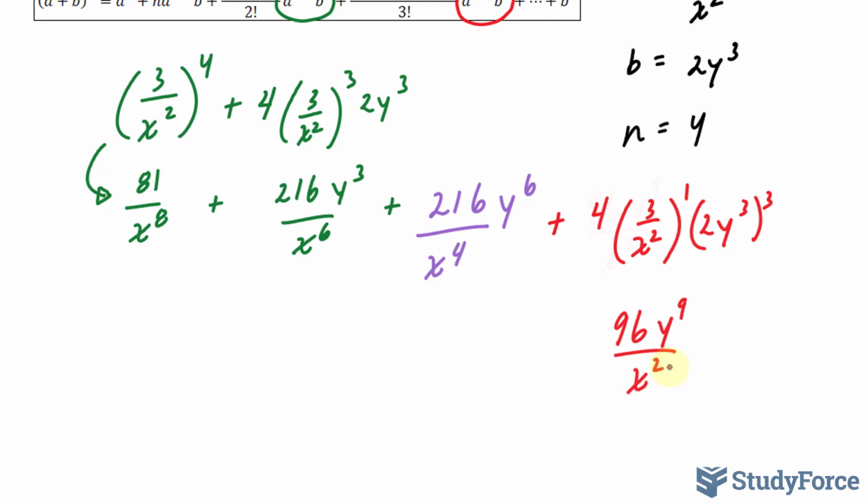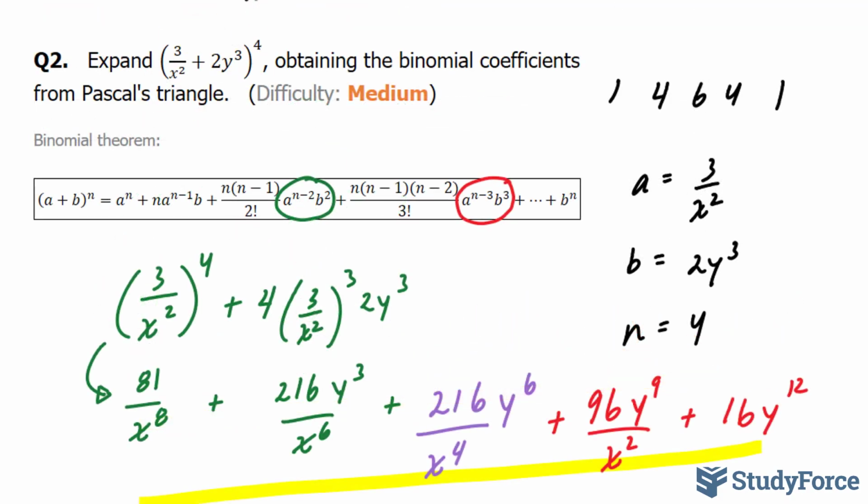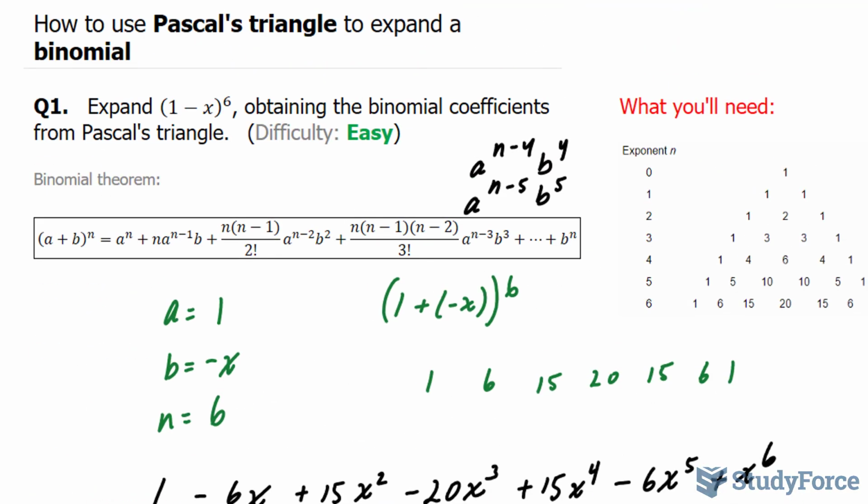And for our final term, we have simply b to the power of n. So 2y to the power of 3, all power to 4. That gives us 16 y to the power of 12. And this part right here represents your final expanded version of this expression. And there you have it. 2 examples on how to use Pascal's triangle to expand a binomial.